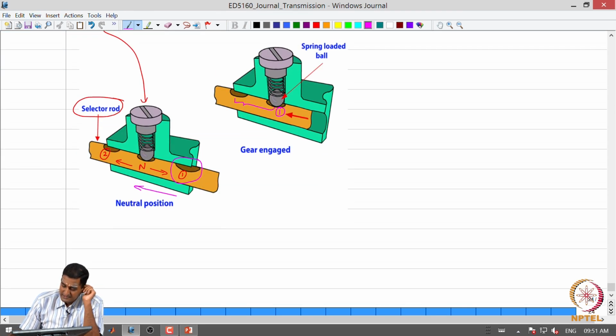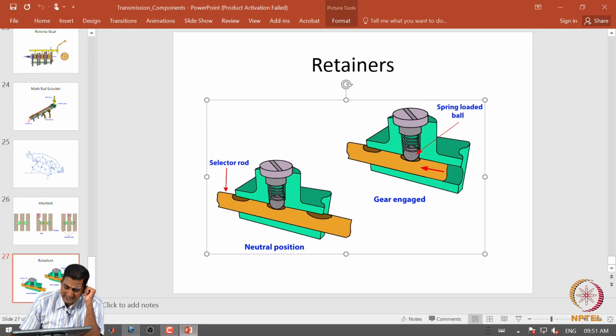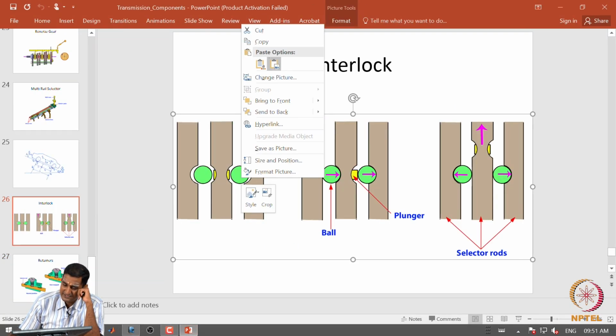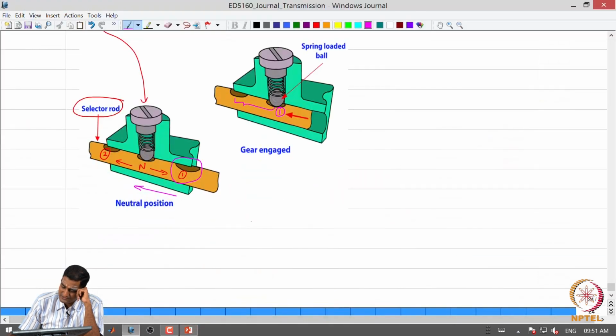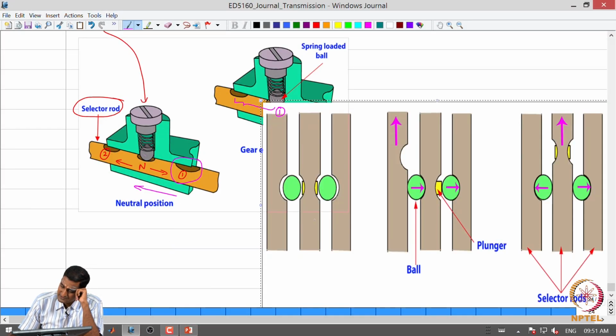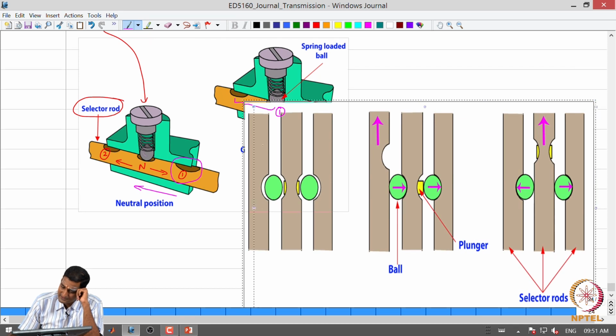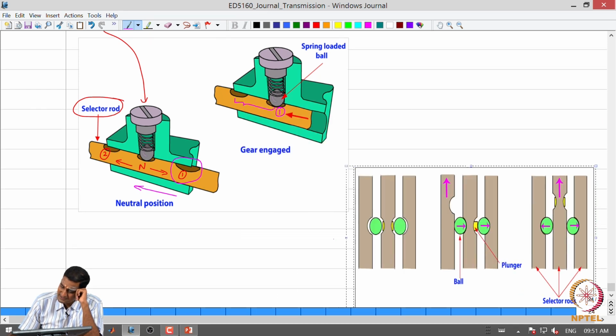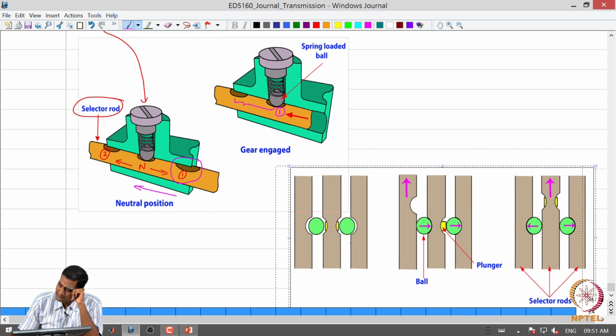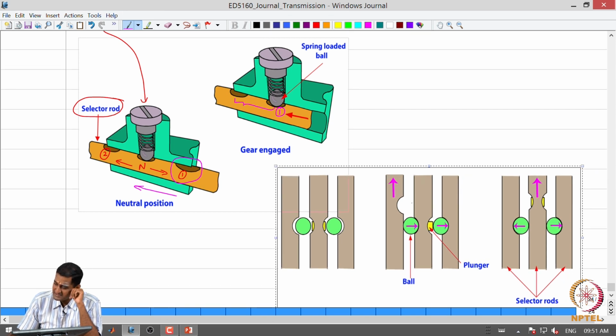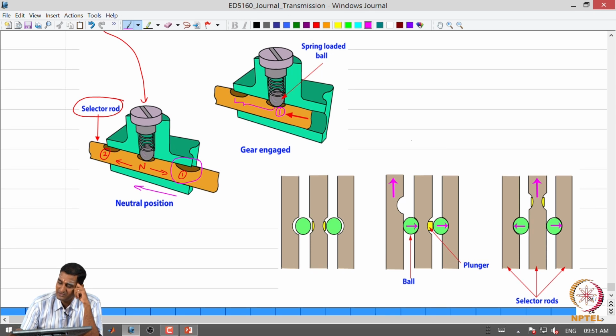Another component, once again a fail safe mechanism, is what is called an interlock. So, what is this interlock? An interlock essentially ensures that two selector rods do not move even by accident. As I told, it is once again a fail safe mechanism. An interlock is this mechanism.